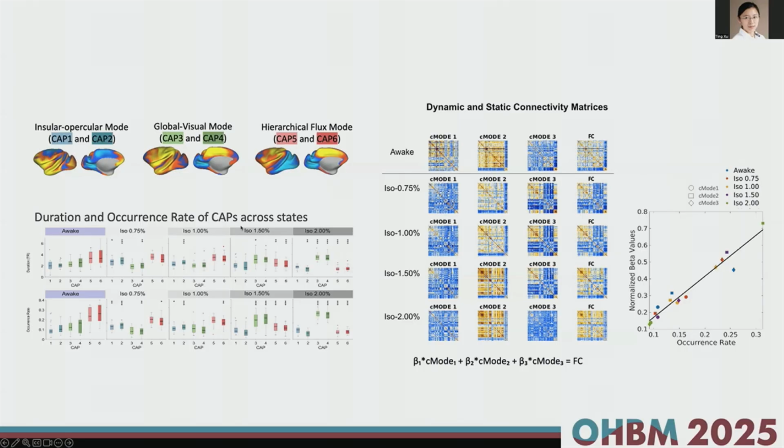And when we use these coagulation modes to predict the functional connectivity using this regression model, we find that the beta weights had a strong positive correlation with the occurrence rate. So in other words, the occurrence rate of dynamic patterns defines the static functional connectivity across awake and anesthetized states. And it is both the strength and the occurrence rate of the dynamic pattern that determine the consciousness states.